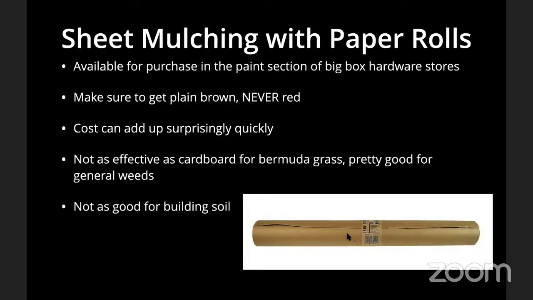But the most important thing, if you're going to use it, is always get the plain brown, never the red color. The red color has a rosin waterproof layer, which is great if you're trying to prevent spilling paint on your floor when you're doing a construction or painting project, but not good in your landscape. The cost can add up surprisingly quickly. I generally will do at least 2, if not 3 layers if I'm going to use it. So it's not my go-to, but I have used it here and there, especially in generally weedy areas, and it works fine.